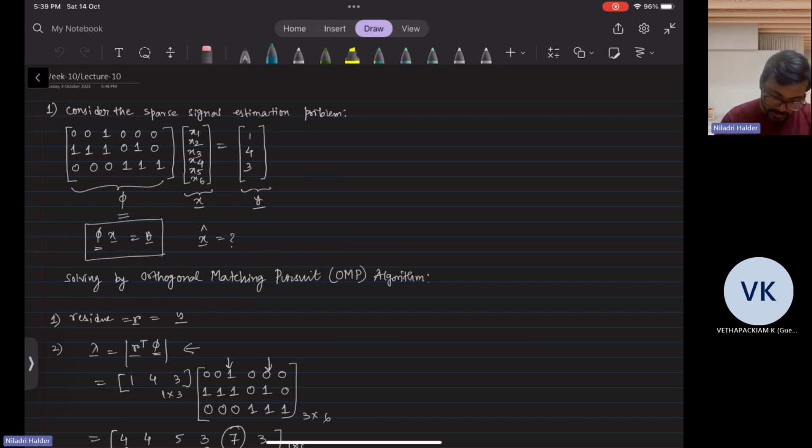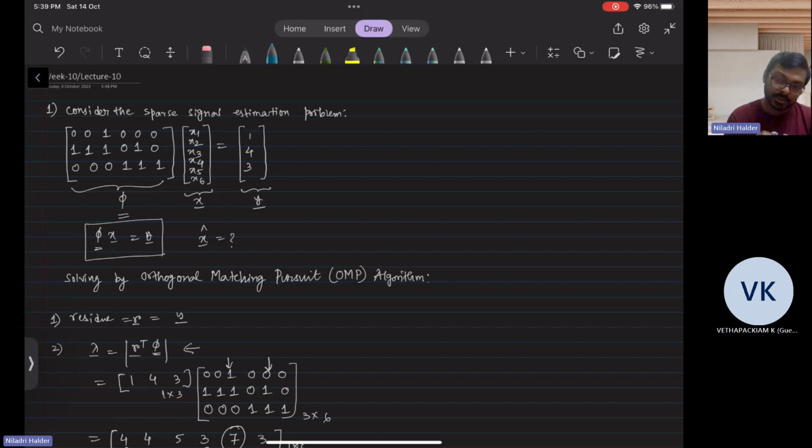Okay. Consider the sparse signal estimation problem. This is the system model itself. Phi is your measurement matrix, or dictionary matrix, or anything you can say. Phi is the matrix, y is the observation vector, and x is the sparse signal.